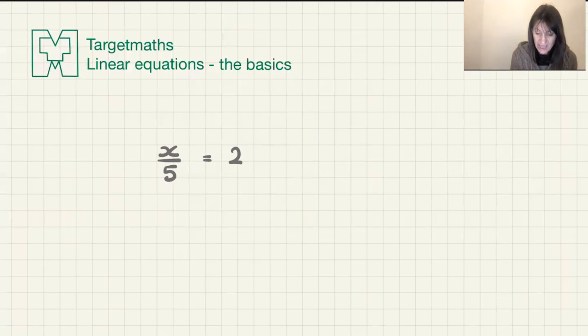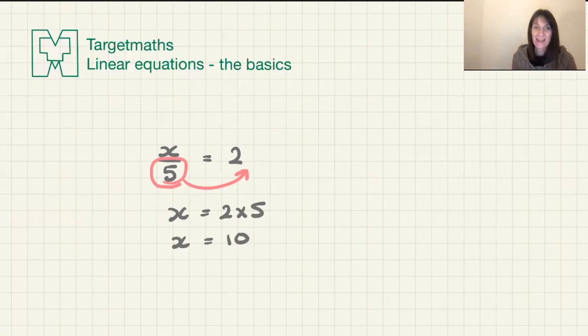I want to get x on its own, so I'm picking up the 5 and the divide line, and I'm moving it to the other side. Divide, what is the opposite? Lands as times. So I've got x equals 2 times 5. So I've got x equals 10. And that's an example of when you are having to move a divide.